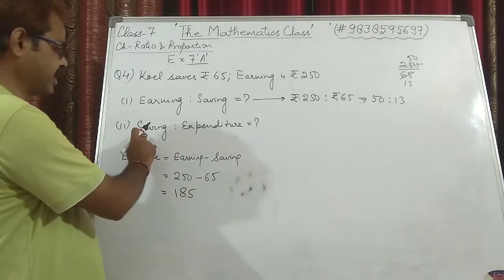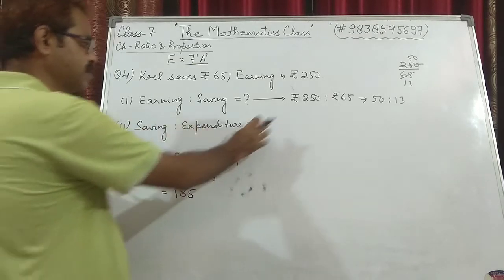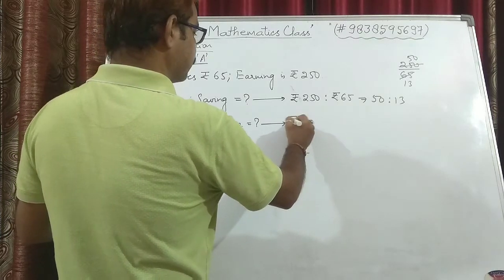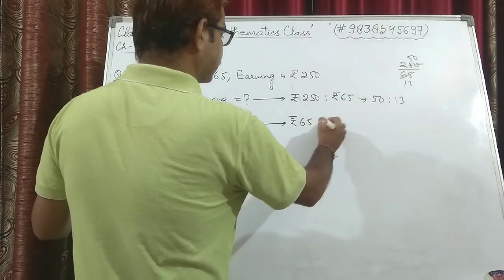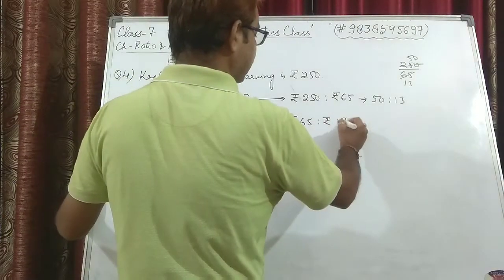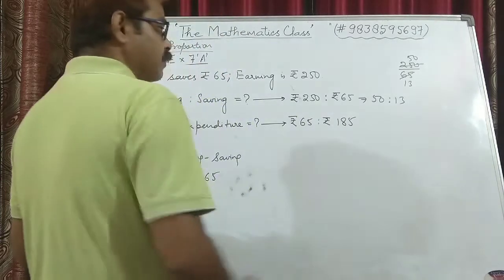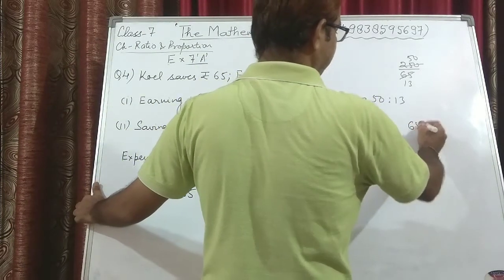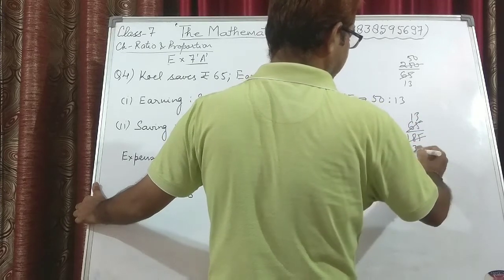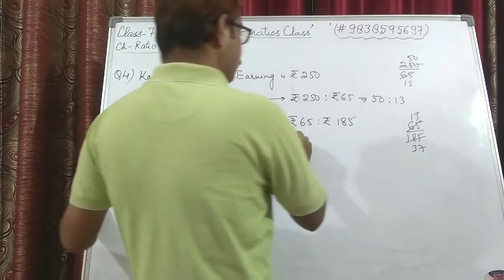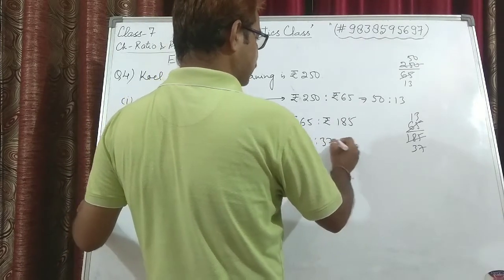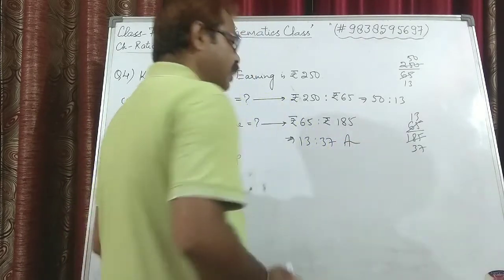And you have to find the ratio of saving to expenditure. So saving is how much? Saving is rupees 65 and expenditure is rupees 185. So we'll try to solve it. 65 and 185. 5 3s are 15, 5 7s are 35. So the final value we will get is 13 is to 37. That is the final answer.